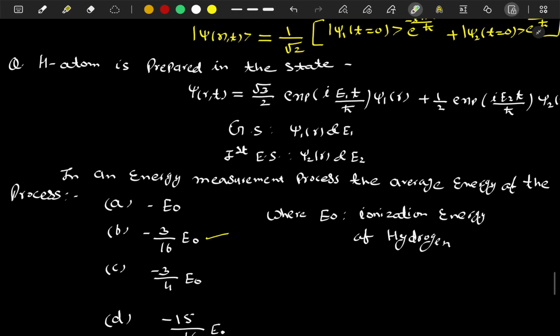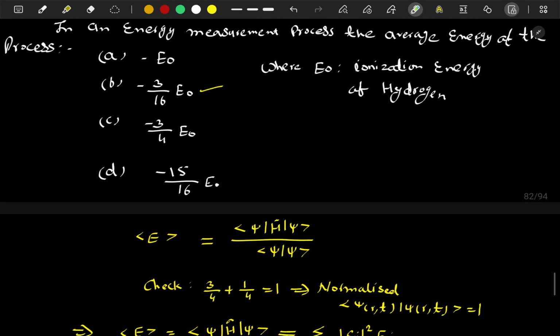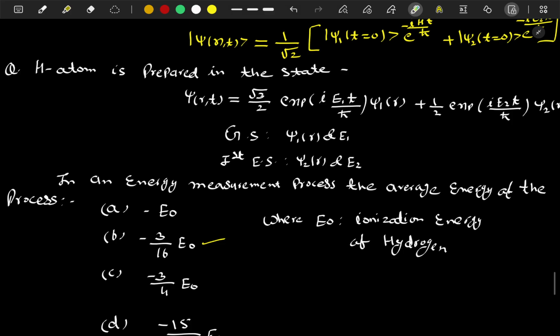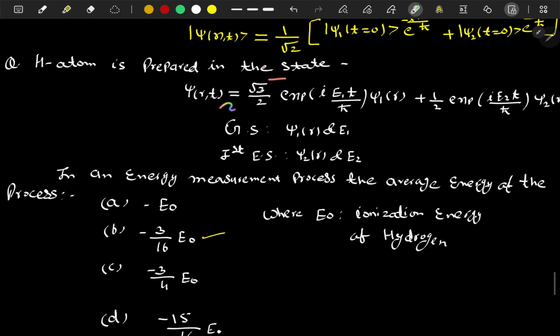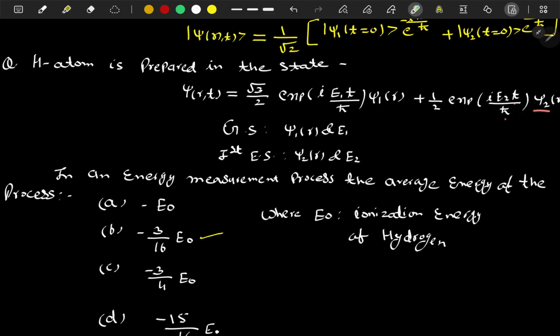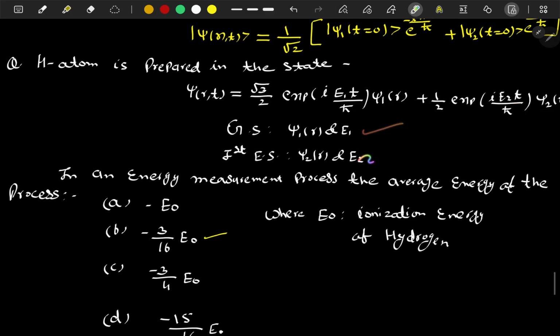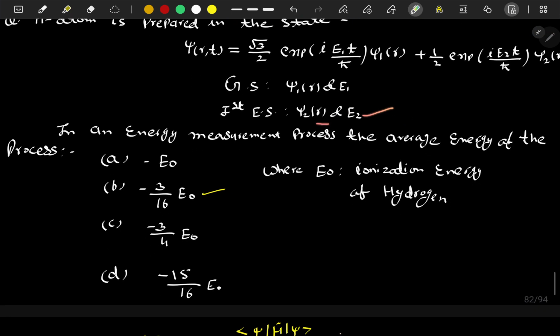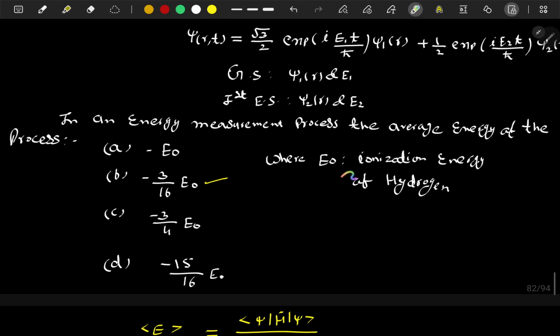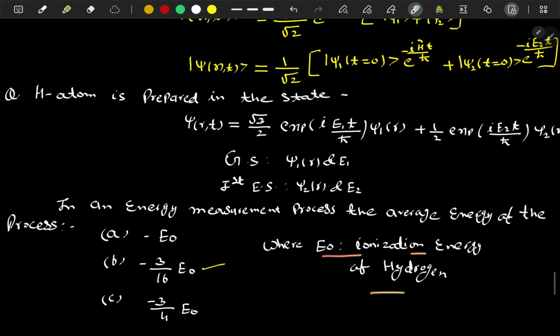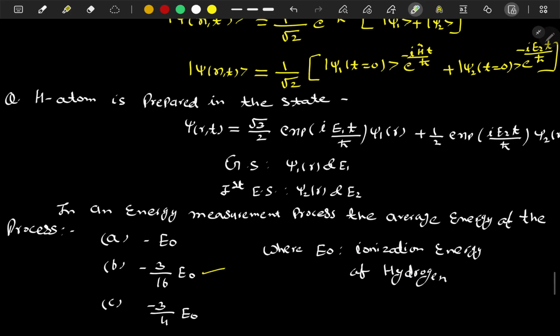Now we will discuss the hydrogen atom. A hydrogen atom is prepared in the state psi of r,t equal to root 3 by 2 exponential of minus iE1 t upon h cross psi 1 of r plus 1 by 2 exponential of minus iE2 t upon h cross psi 2 of r. Psi 1 of r is the ground state with energy E1, and psi 2 of r is the first excited state with energy E2. Now in an energy measurement process, the average energy of the process will be, there are certain options, and energy will be the ionizing energy of the hydrogen atom. So we will extract a few pieces of information from the question.